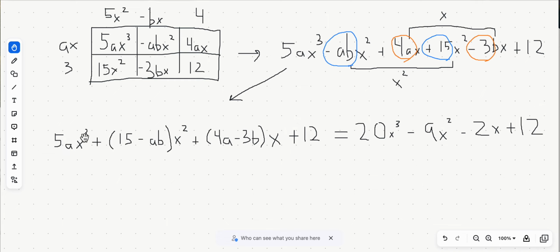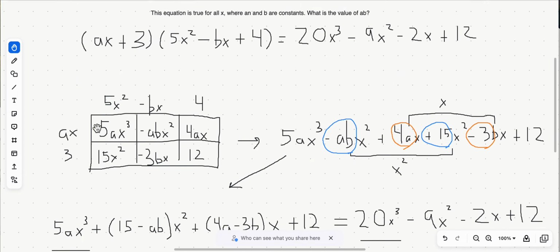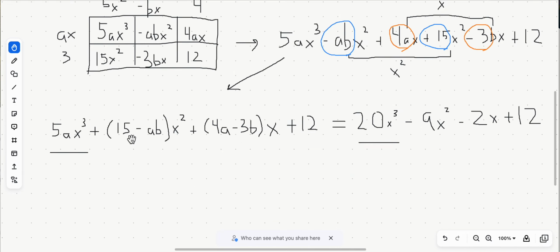Now remember, let's not forget what we're trying to do. We're trying to figure out what a and b are. What we effectively have is a system of equations. Check this out. If I look at my x cubed term on the left and my x cubed term on the right, the most important thing to recognize about this problem is what we can deduce because the equation is true for all x. That basically means that what's on the left side is equivalent to what's on the right side. You can put any value x that you want in here, and these two expressions will give you the exact same result. Said another way, they are the same equation.